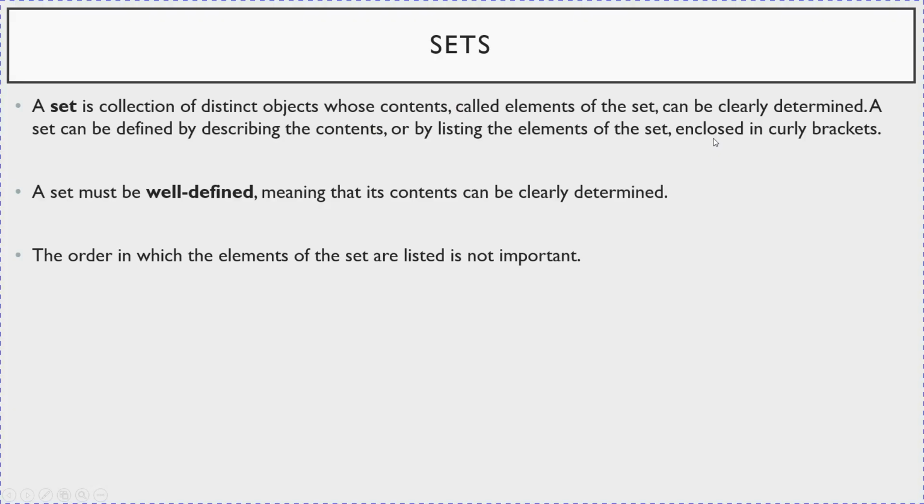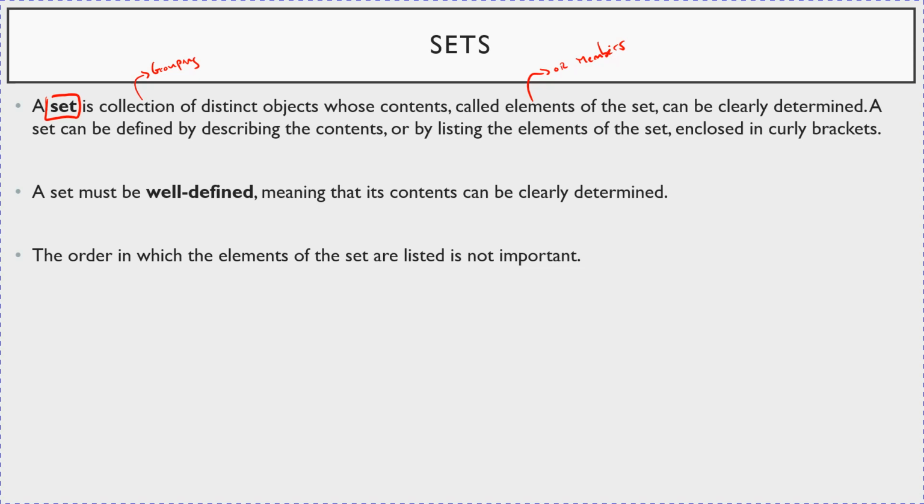What exactly is a set? A set in mathematics is a collection. You can think about a collection or grouping of distinct objects, and these contents are called elements or members. I'll use those interchangeably. Generally, I'll say elements. So it's a collection of distinct objects, which we're going to call members or elements, and we can clearly define them. We know exactly what's in it.